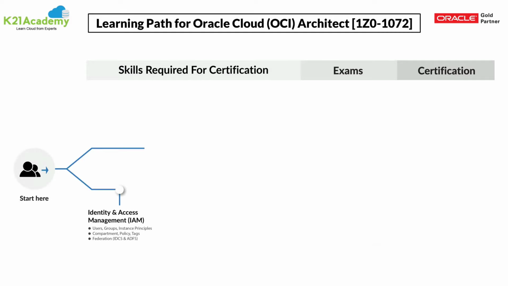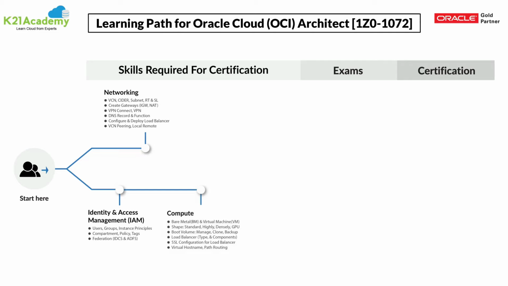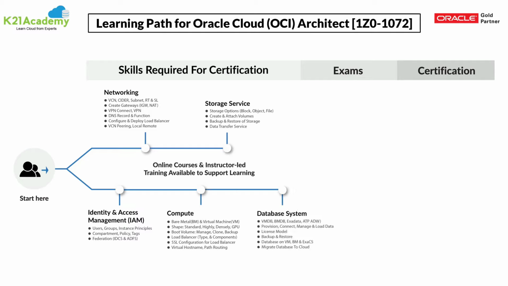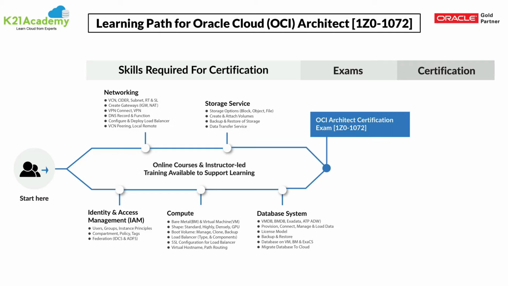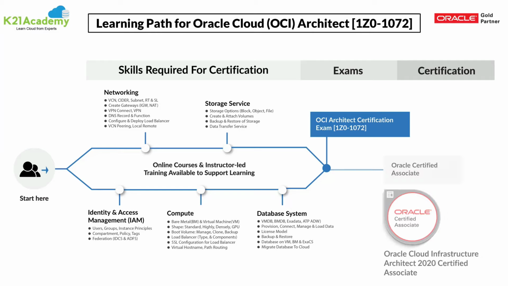So to do a quick recap, you have identity and access management, that's topic 1, then networking is topic 2, then compute, which is nothing but virtual machines, topic 3, then storage, which is different types of storage, and the data transfer service, that's topic 4, and then the 5th topic is about database systems. And once you understand high availability, best practices and disaster recovery for all these components, once you have learned all these 5 topics, then you need to write one exam, which is 1Z0-1072, and then you get the certification Oracle Cloud Infrastructure Architect Certified Associate.